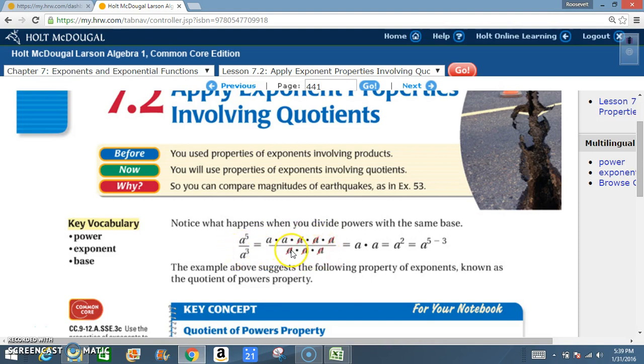Now, how many a's would cancel out? In other words, how many a's are in common? 1, 2, 3. So, how many a's are left? 2. Therefore, a to the fifth divided by a to the third will give you a to the second.